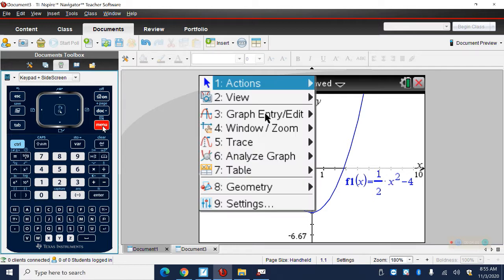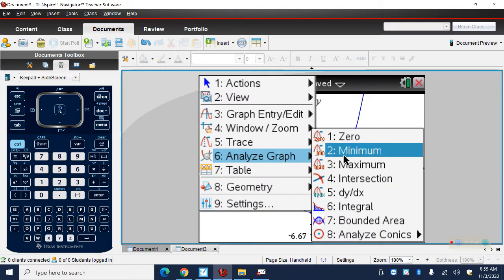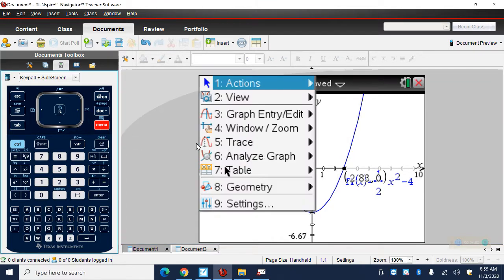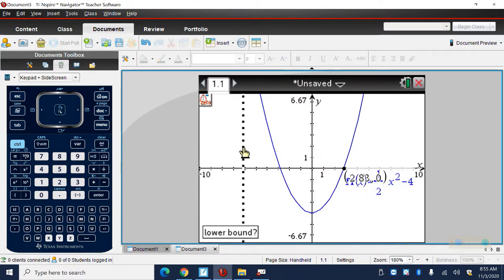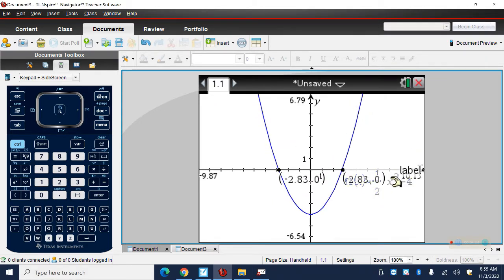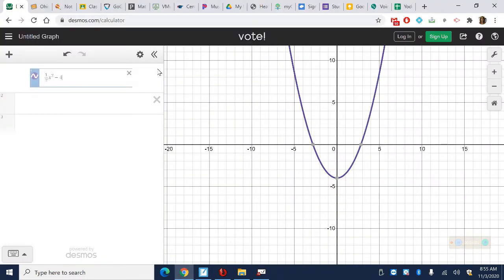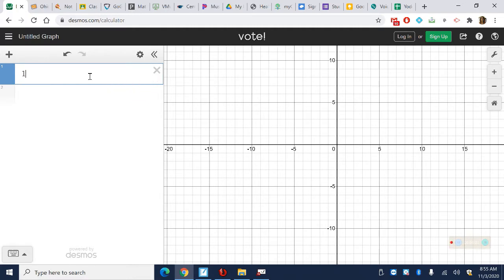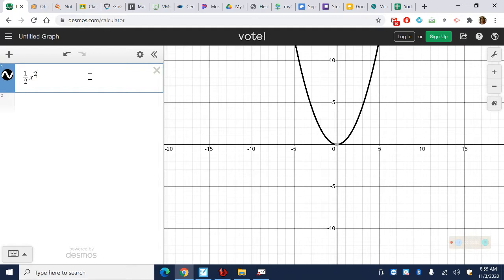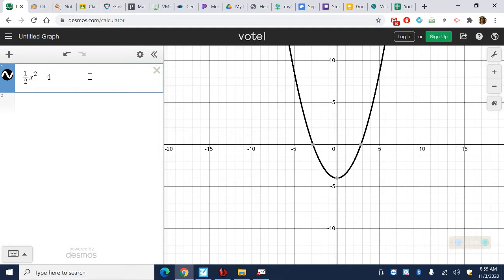Now, typically you would hit menu, analyze graph, and then you do zero, go to the left, go to the right, and it's going to give you your zeros. However, you guys don't have the capabilities. You probably want to work smarter rather than harder. So if you come over here to Desmos, and if you type this in, 1 divided by 2, arrow to the right, x squared minus 4, and hit enter, that's what you're going to get.